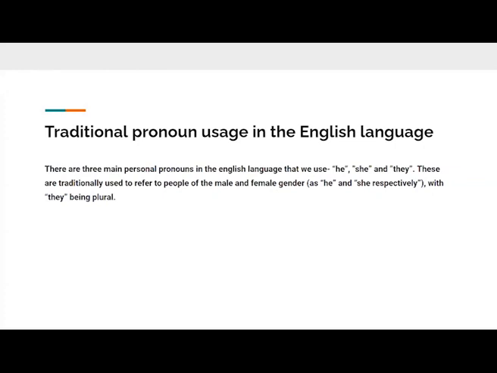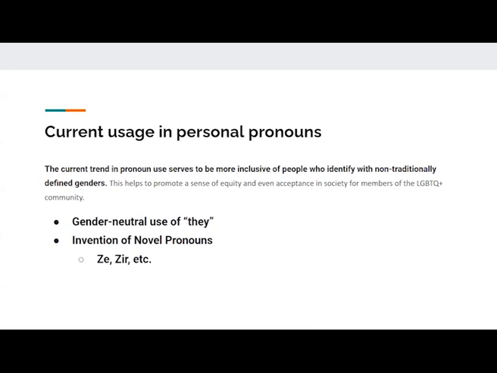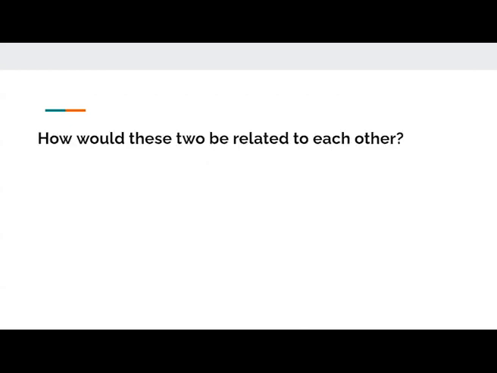When we talk about gender, we need to talk about personal pronouns because that is the primary way that we address other individuals. In the English language, we primarily use three personal pronouns: he, she, and they. Traditionally, he is meant for the male gender, she is meant for the female gender, and they is meant to be a plural. The current trend in how people use pronouns to refer to other people seems to be changing. Pronouns are now used in a way that is more gender neutral in an effort to be more inclusive of non-traditional genders. Some examples in line with these trends include the gender neutral way of using they.